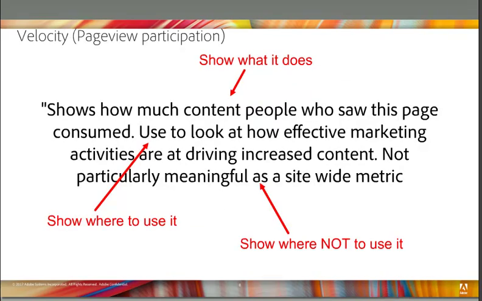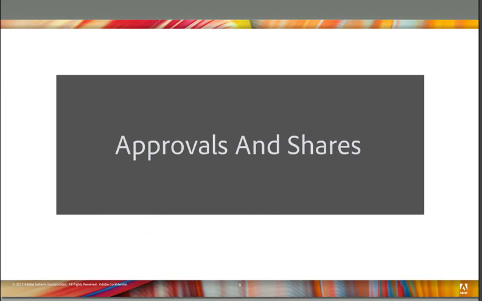And then the third recommendation for descriptions is optional. It depends. This is one where maybe you want to show where not to use it. So you show what it does, you show where to use it, and you show perhaps where not to use it. This metric doesn't really make sense to use completely site-wide. Generally, you want to break this type of metric down by pages or by site sections, etc. Maybe by page type. So just some recommendations there.